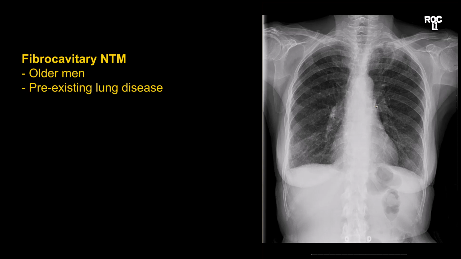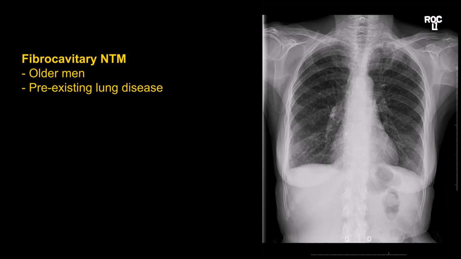All right, let's switch to the fibrocavitary form of the disease. Now, as opposed to the nodular bronchiectatic form, the fibrocavitary form is more common in men, and these patients tend to have abnormal lungs to begin with. Usually that's emphysema and bronchitis, but it can be other things like occupational lung disease and sarcoid.